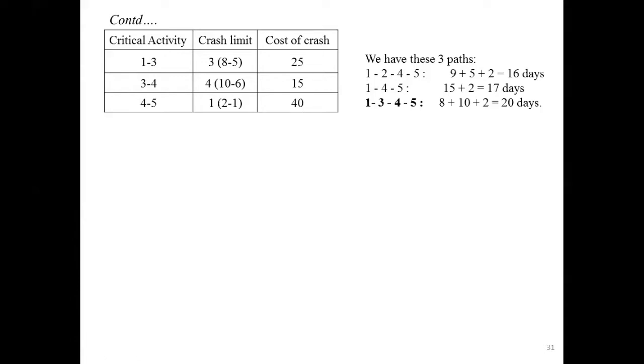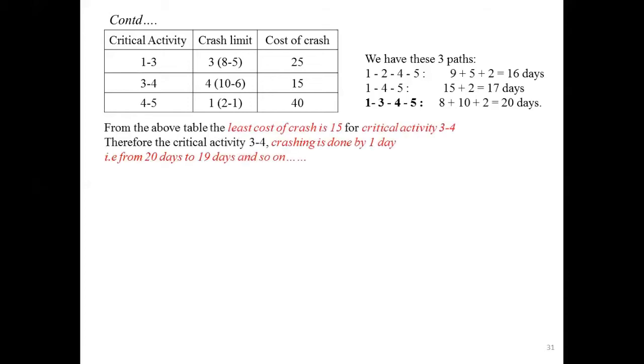Then after writing this table, you have to check from the above table, the least cost of crash is 15. That is for the critical activity 3 to 4. Out of these three values, the minimum or the least cost of crash is 15. The corresponding critical activity is 3 to 4. Therefore, critical activity 3 to 4 crashing is done by 1 day. That is from 20 days to 19 days. Because initially you have 20 days, you have to crash by 1 day for this activity. It will reduce to 19 days and so on.